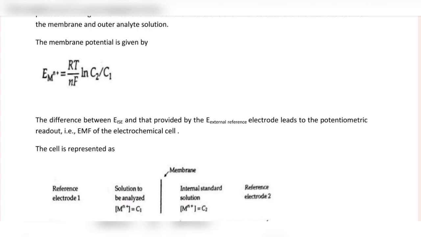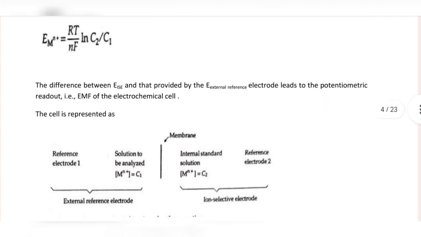So the total EMF of the particular cell depends on the potential of the ISE and the potential of the external electrode, and then again the potential of the ISE is the sum of the membrane potential, the asymmetry potential, and the internal standard potential. So the cell which is constructed by the external reference electrode and the ISE can be represented below.